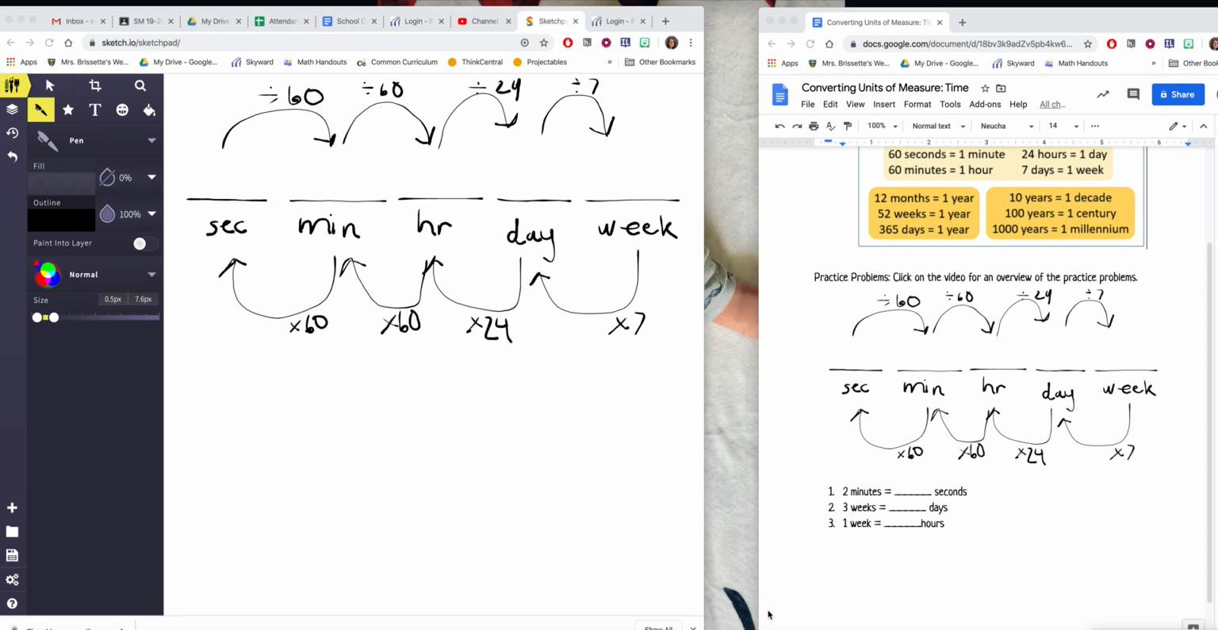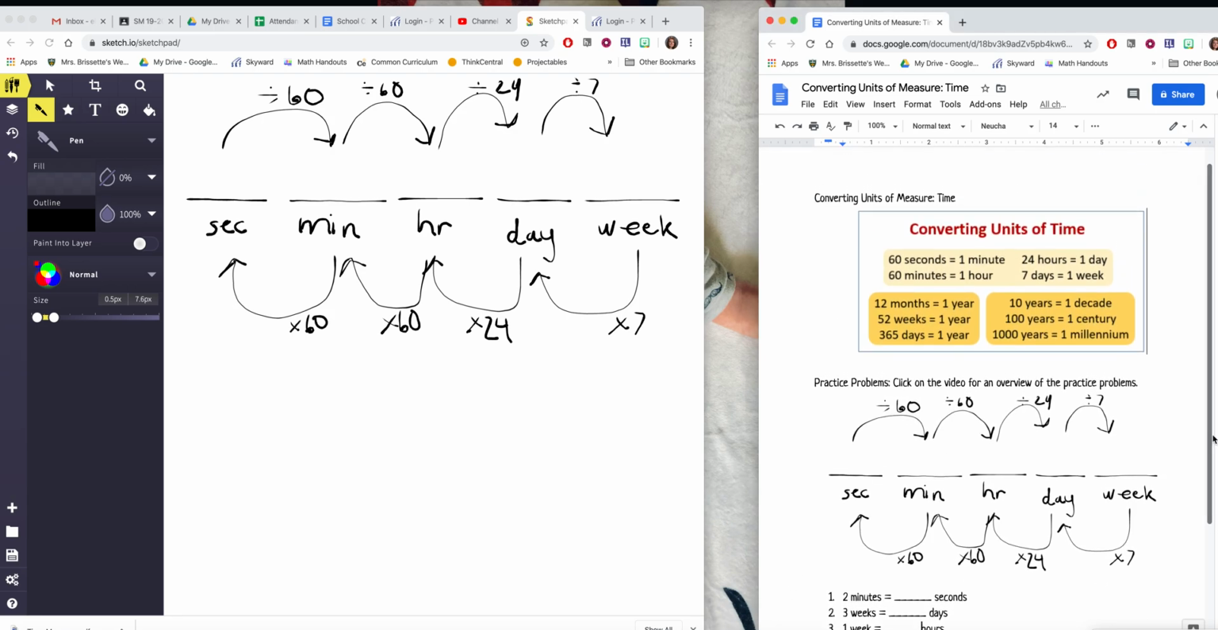We are going to go through 3 problems today. We're almost done with measurement. We're going to talk a little bit about time today. Let me scroll this up here. For time, we're really just going to focus on these first 5 units: seconds, minutes, hours, days, and a week. So then tomorrow we're going to focus on these larger ones.